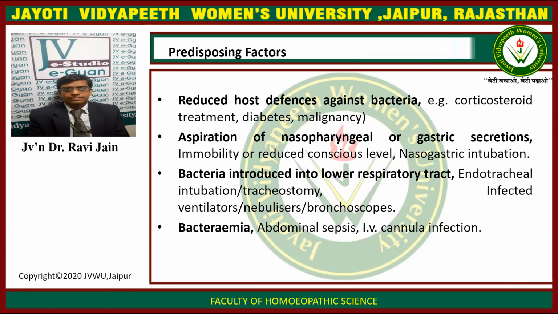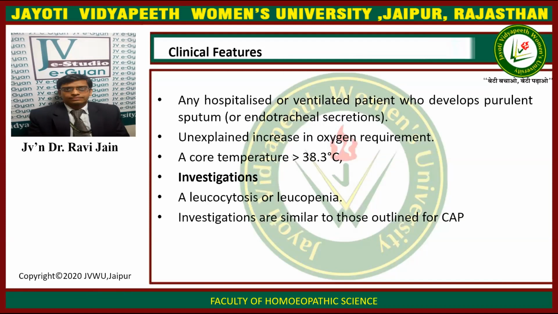Bacteremia consists of abdominal sepsis and intravenous cannula infection. The clinical feature includes any hospitalized or ventilated patient who develops purulent sputum or endotracheal secretions, unexplained increase in oxygen requirement, and a core temperature of greater than 38.3 degrees Celsius. The investigation includes a leukocytosis or leukopenia. The investigations are similar to the outline for community-acquired pneumonia.